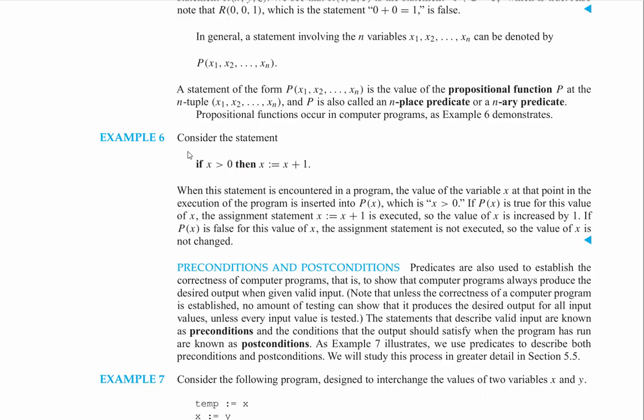Example 6. Okay, we have this statement. So this is something you might read in a computer program. If x is greater than 0, then x colon equals x plus 1. This colon equals, this is important. This is the assignment operation. So you're assigning x the new value of x plus 1. So this increases x by 1.